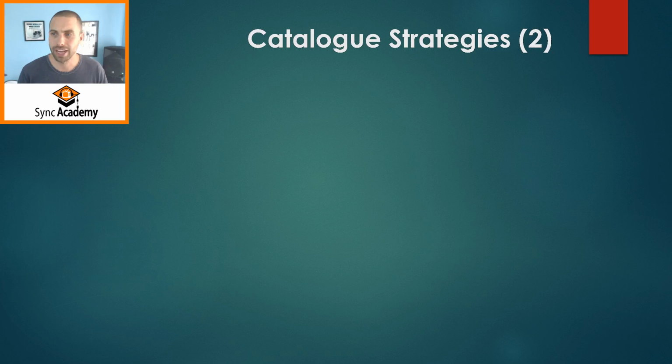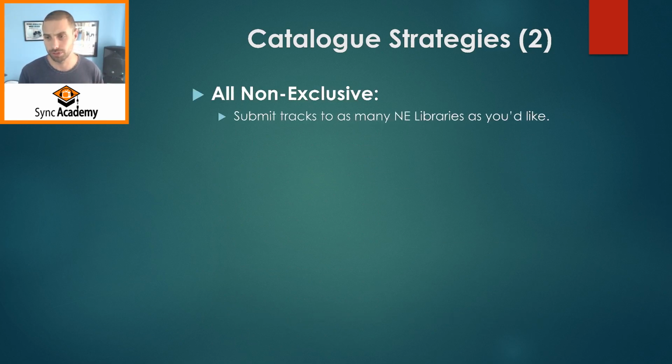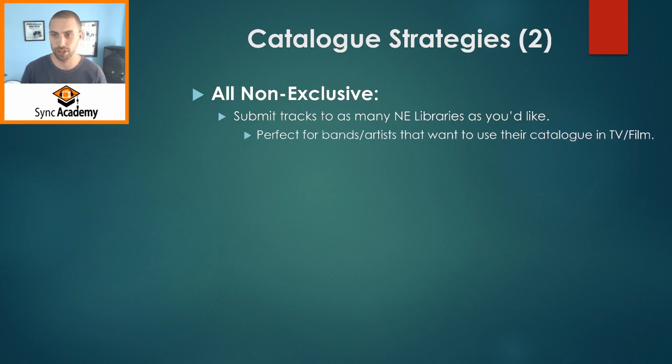So let's talk about some more catalog strategies. Let's go for all non-exclusive, so we don't even worry about the exclusive side. We just go for all these non-exclusives, okay? Obviously, submit to as many non-exclusive libraries as you'd like. Check your licensing contracts, make sure you're not violating anything. But in general, you can submit to 1,000 different companies with the same music. You don't have to ever worry about violating contracts as long as they're all saying non-exclusive, okay?